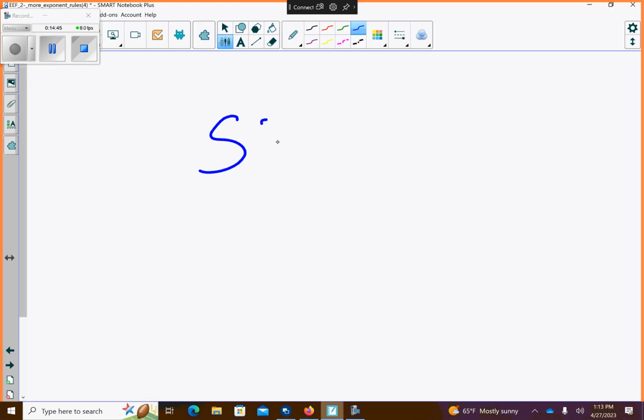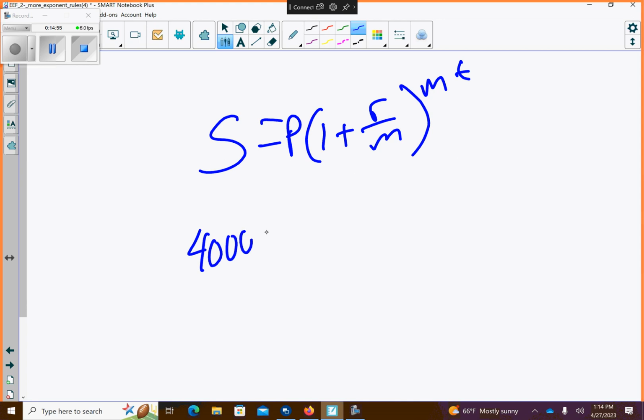So we have S equals P times 1 plus R over M raised to the MT. We want to say, hey, we're going to try and get $40,000. We don't know what P is. We're going to call that X, but we know everything else. So this is the NQ and Desmos. Yeah, this is definitely a Desmos one. Compounded monthly raised to the 12 times 18 years.